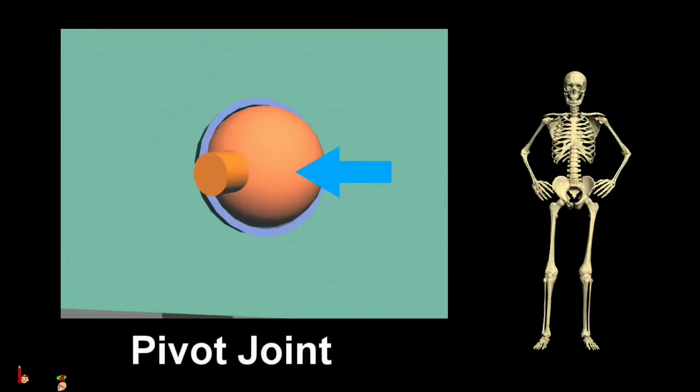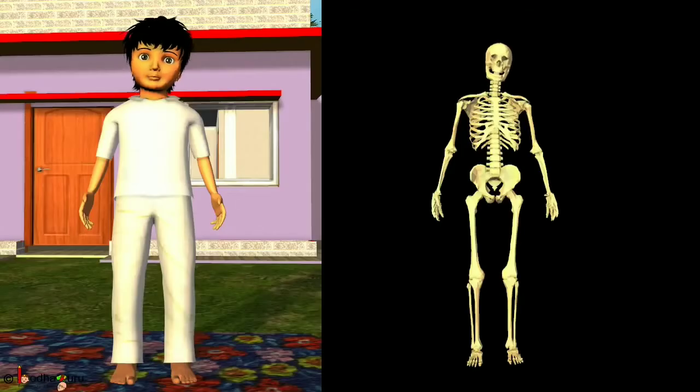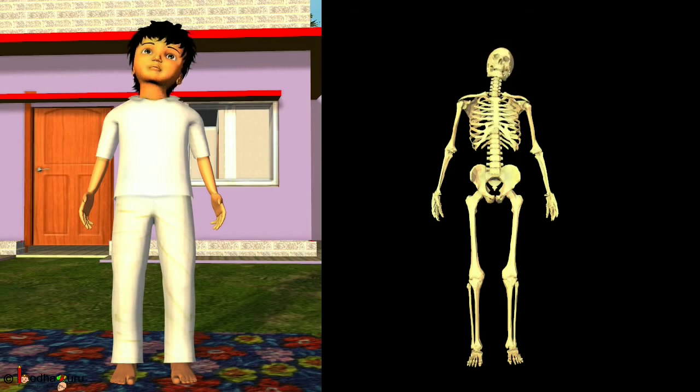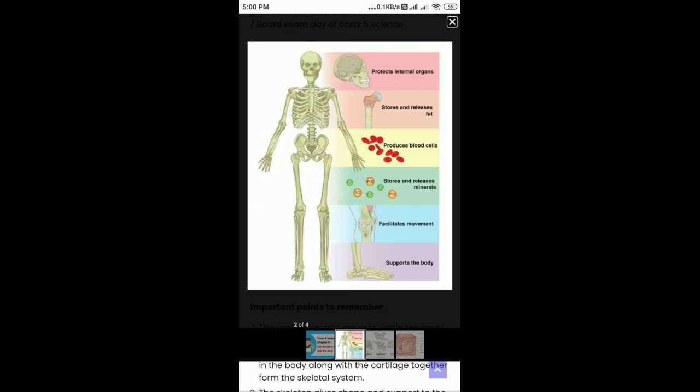Here the first bone does rotatory movement, which is fixed in a ring formed by the second bone and ligament. This pivot joint can be seen in the first and second vertebrae of the neck. So as a result, we can move our head backward and forward, side to side. The function of the skeleton is to give shape and to support the body.